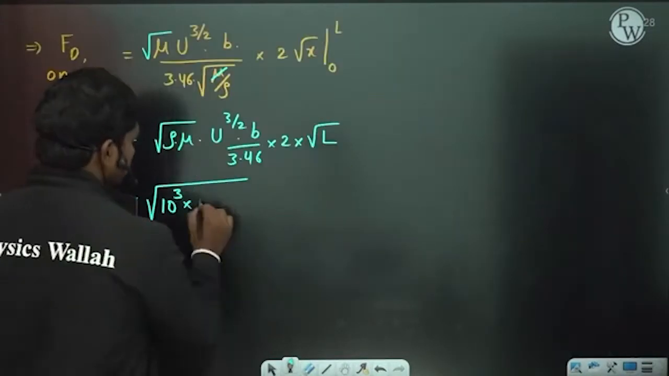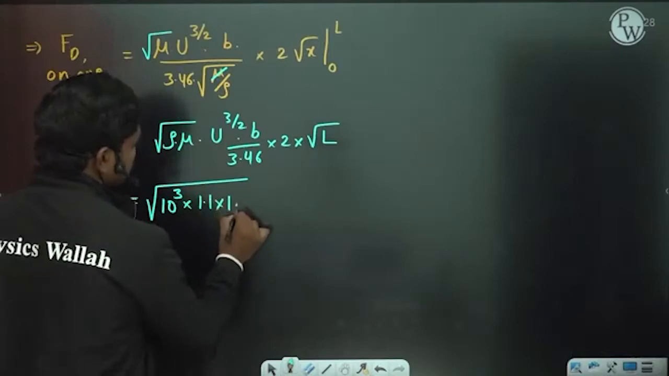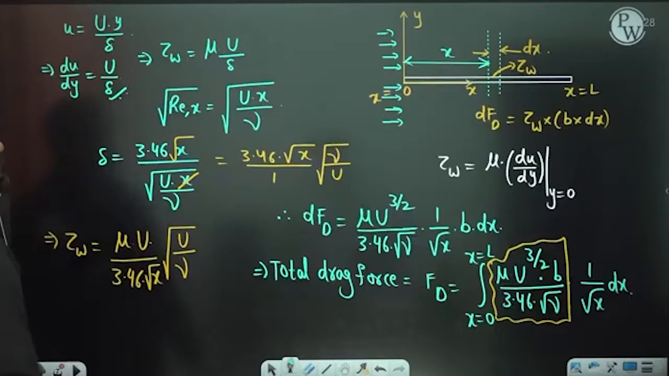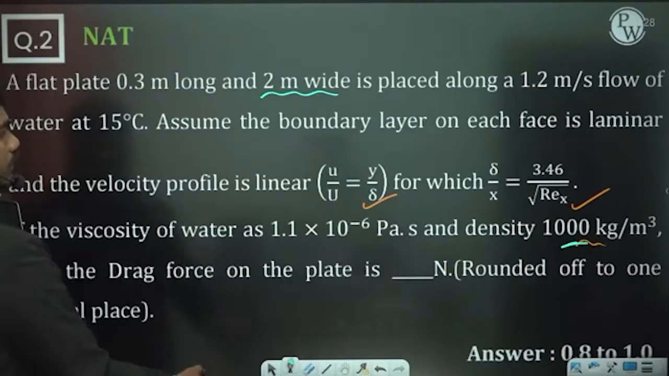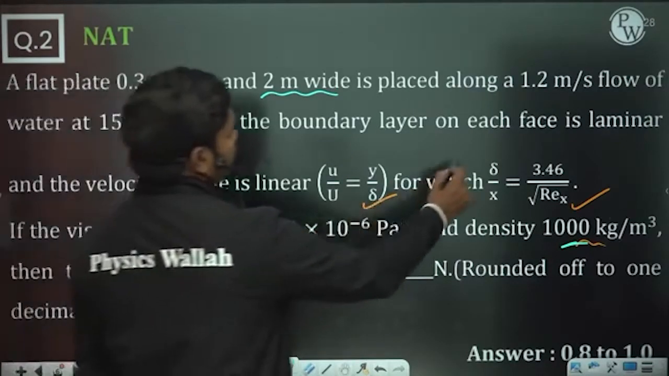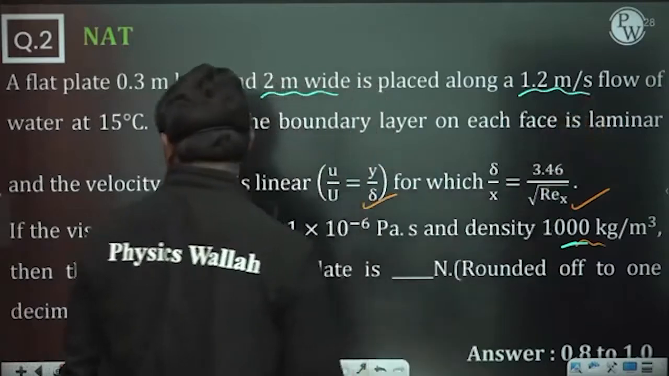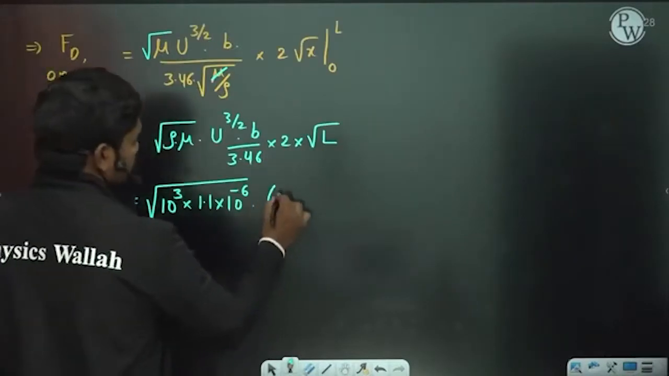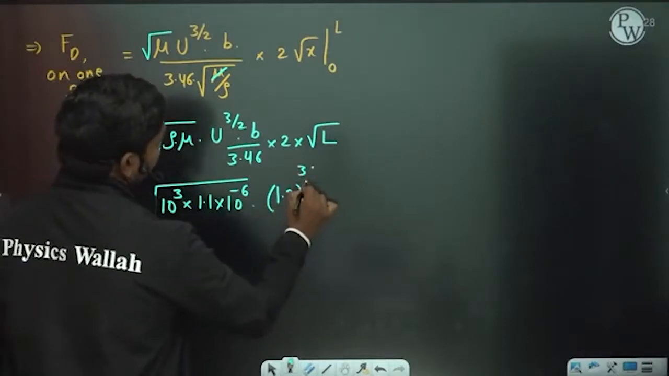1.1 into 10 to the power minus 6. So this is the case. Then U to the power 3 by 2. So what is capital U? Capital U, the free stream velocity, is given. The free stream velocity is 1.2 meters per second, flow of water. So if you see, capital U is 1.2. So 1.2 to the power 3 by 2.